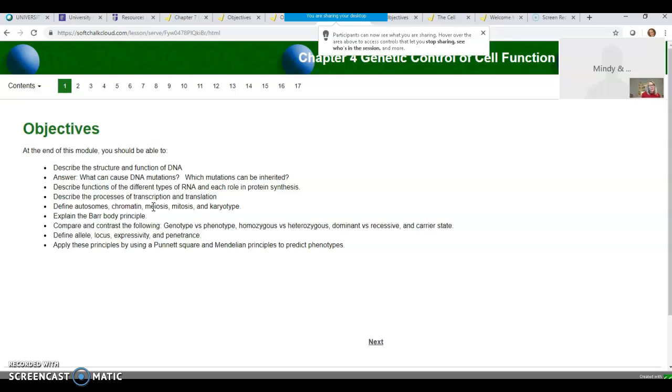The Barr body principle is right here. Don't overcomplicate it, but there is one question on the test about the Barr body principle. Essentially, a normal male is going to have XY for the sex chromosomes. A female is XX. Well, the reality is we actually only need one X, right? That one X is going to have all the genetic material that we need. So essentially one X will be expressed. The other one is just going to be inactive.